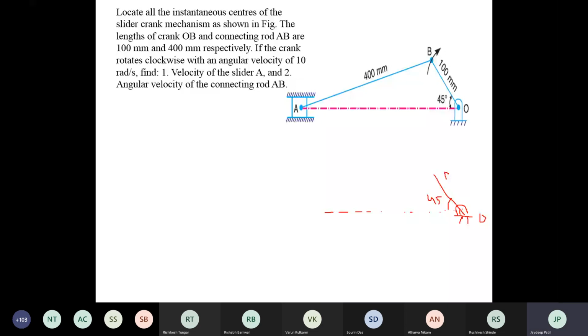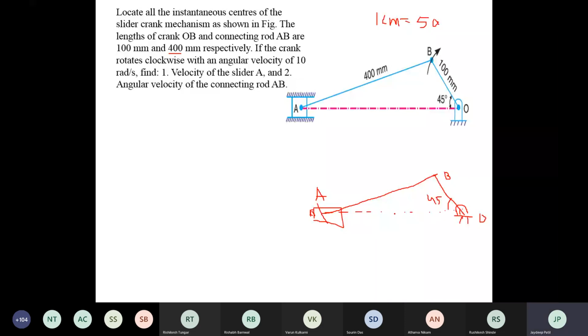Take the distance in the compass, 400 mm. What scale have we taken? 1 centimeter is equal to 50 mm. Okay, 50 mm means you have to draw OB as 2 centimeter and AB as 8 centimeter. Take the distance of 8 centimeter in the compass and draw an arc. Where this arc intersects the dotted line, you will get the point A. Got it? And draw the slider here at point A.